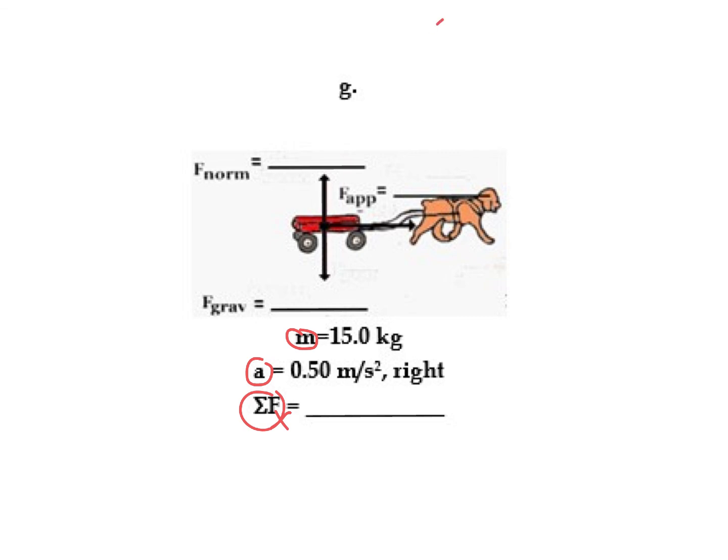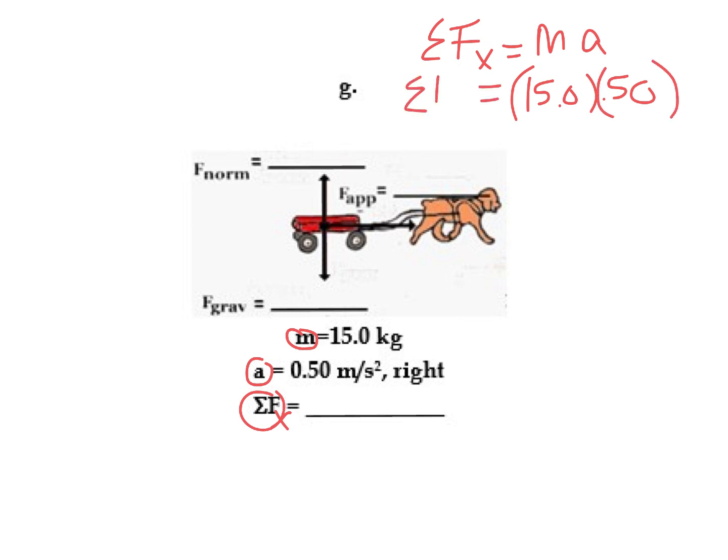So let's do it. Net force in the X direction is equal to the mass times acceleration. Mass is 15 kilograms. Acceleration is 0.50, 1/2. That's going to get me my net force. 15 times 1/2 ends up being 7.5 newtons is my net force in the X direction. So 7.5 newtons is there. And you guessed it, there's only one force going in the X direction, so this too must be 7.5 newtons.